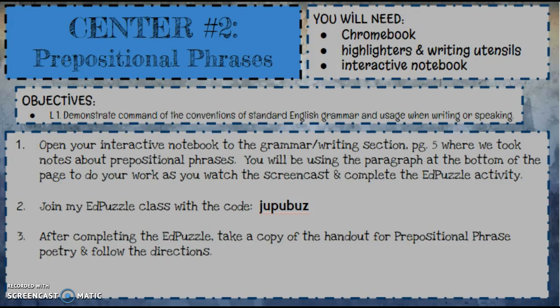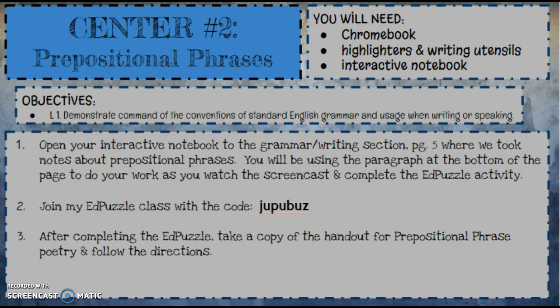For center number 2, you're going to be working on practicing identifying prepositional phrases, the notes that we introduced on Friday. So you're going to need your Chromebook, highlighters, and a writing utensil, whether it's a pencil or a colored pen is up to you, and your interactive notebook. So first you're going to open your interactive notebook to that grammar writing section. The last section of your notebook on page 5 is where we took notes about prepositional phrases.